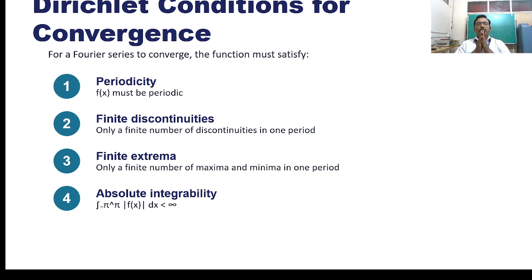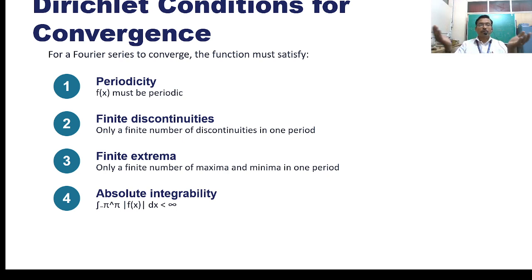Now we said something about the Dirichlet conditions. If a function satisfies these conditions, then only can we find the Fourier series for such a function. So what are the Dirichlet conditions? First, the function should be a periodic function, that is f of x plus T should be equal to f of x. The second one is the function may have discontinuities or it may be simply a continuous function.